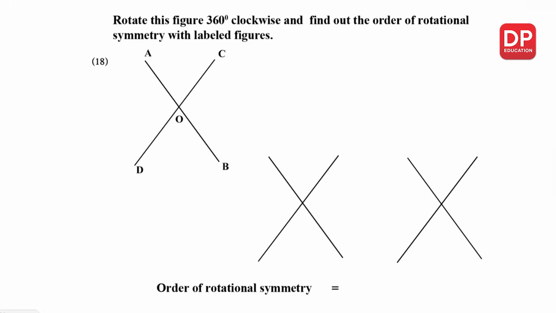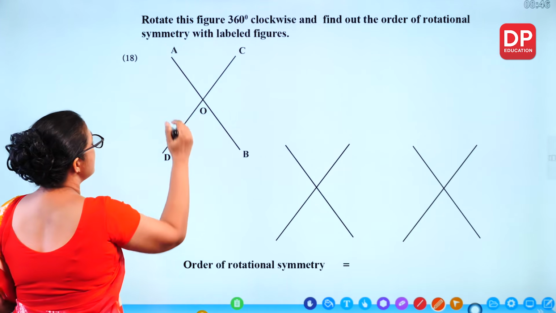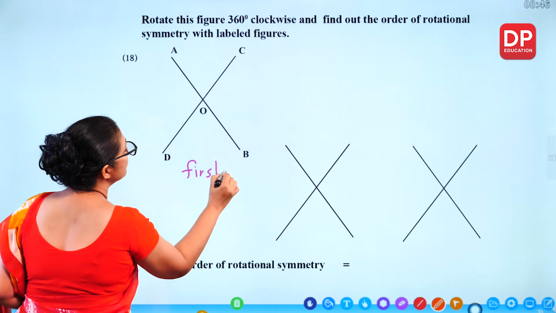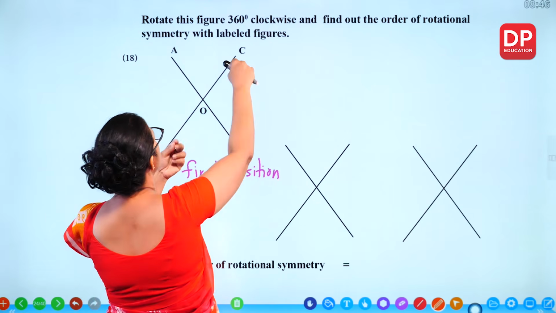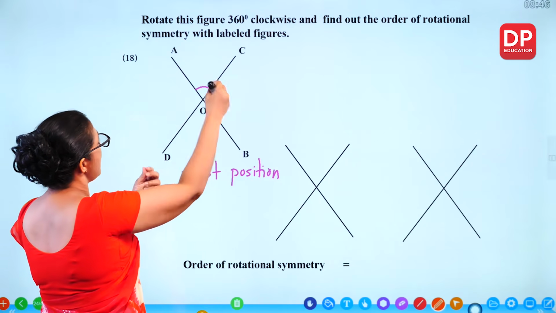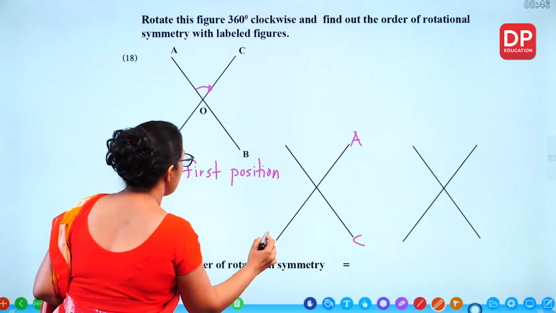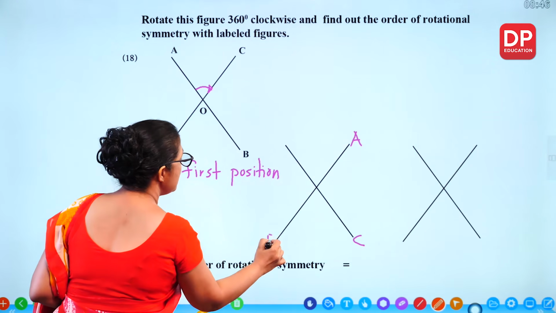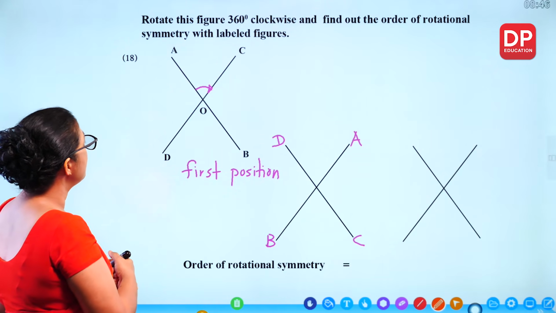Rotate this figure 360 clockwise and find the order of rotational symmetry with labeled figure. Okay, so here this line AB, if this is the first position, and when you rotate by this angle, it's not mentioned the value. If you rotate this angle, this line goes here. A, C, B, D. So the CD line goes there, AB here.